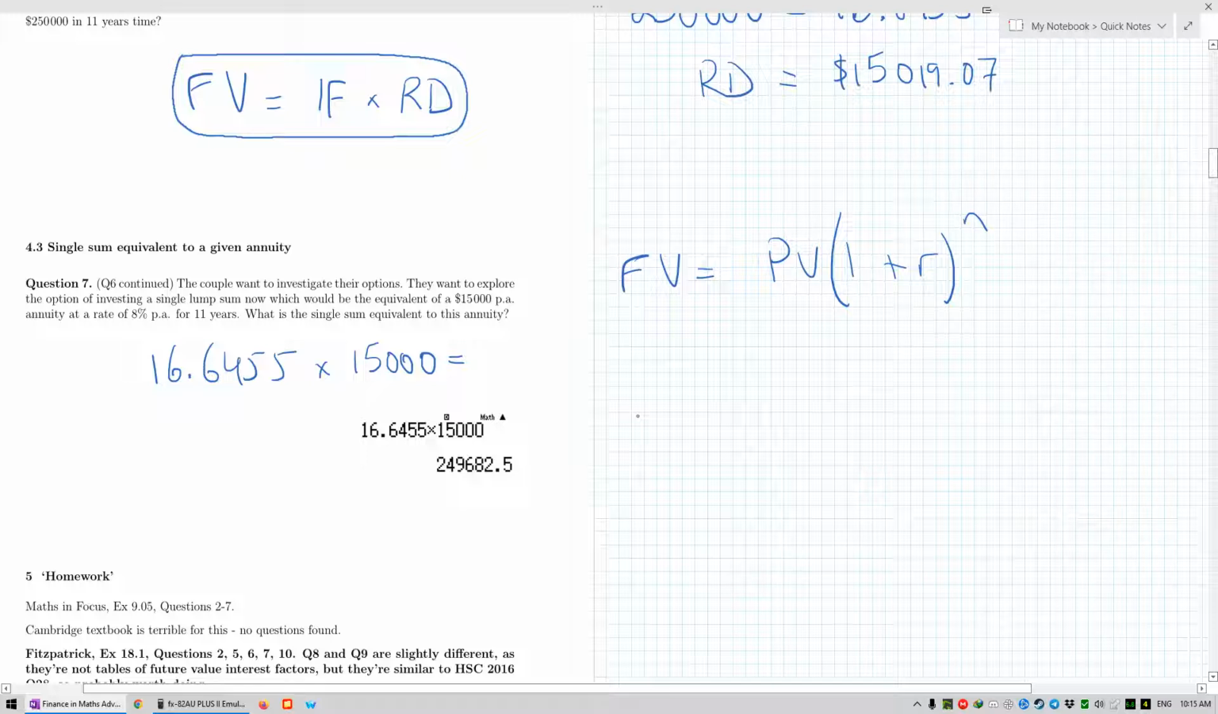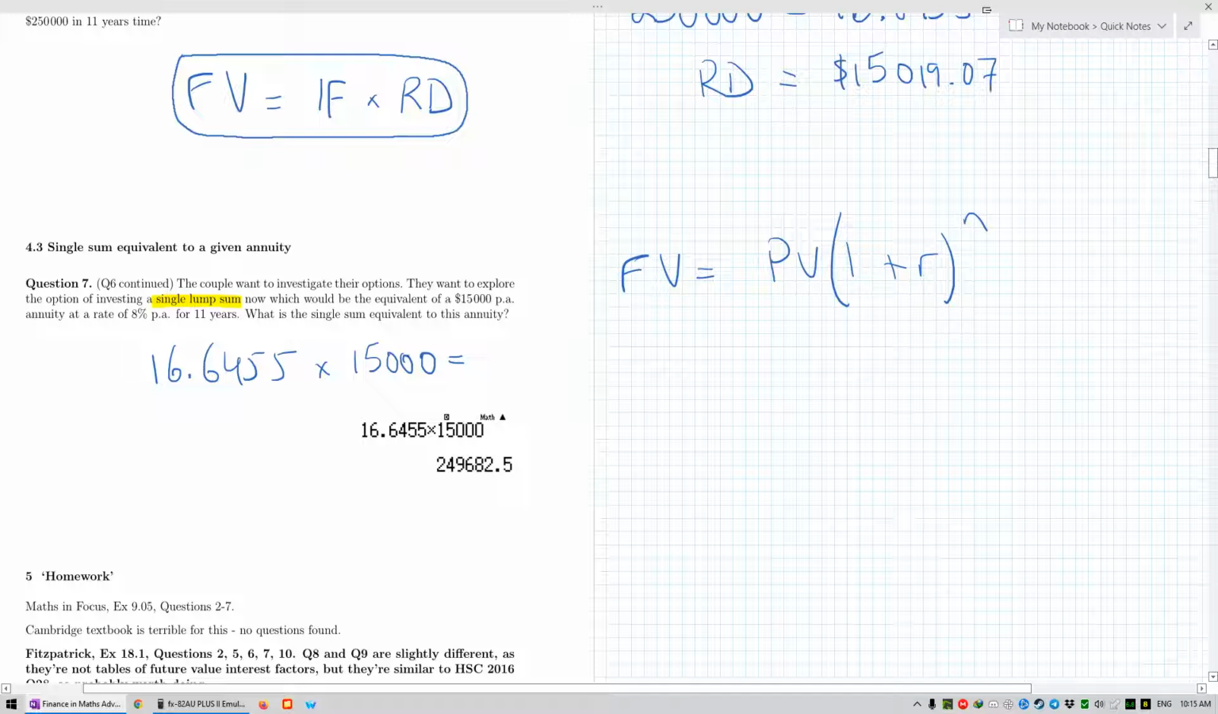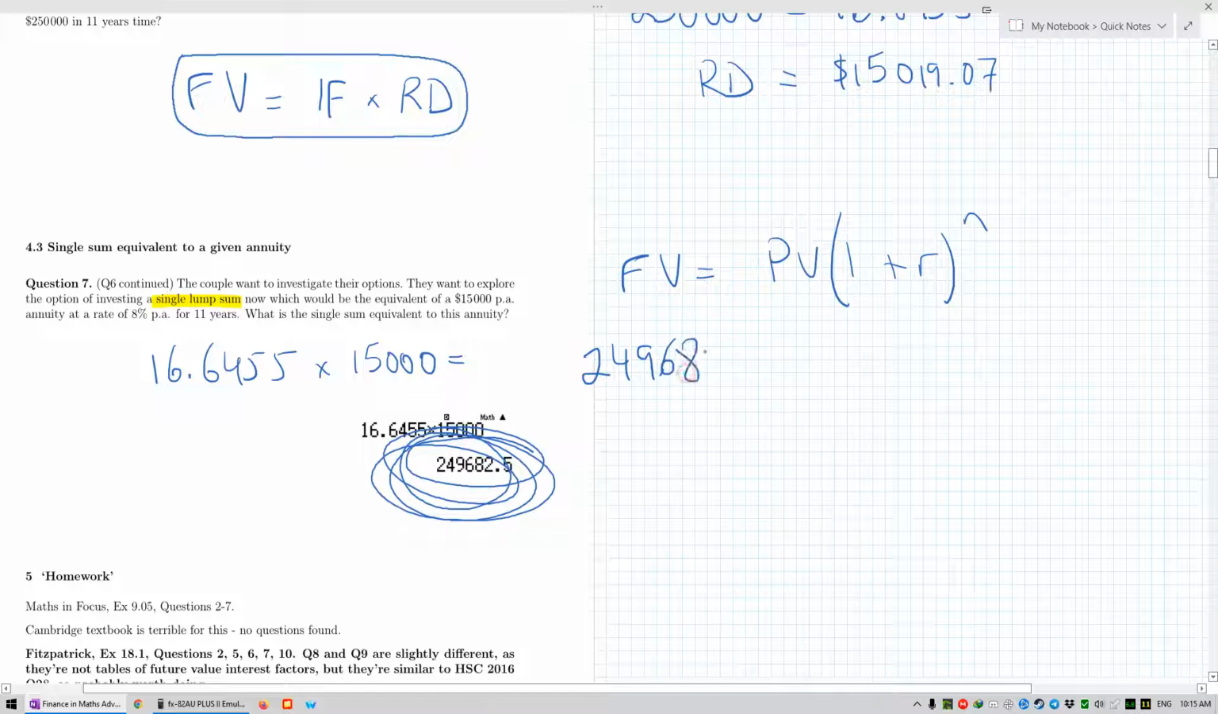Now the question is asking, how much can we deposit now? A single lump sum, one amount, one deposit only right now, which would be exactly the same as that future value of that annuity. So what do we want our future value to be? 249,682.50 has to equal the present value, the current investment, the value we're going to invest now. 1 plus, what is the interest rate? It's 8% per year, so 8 over 100, all to the power of 11.